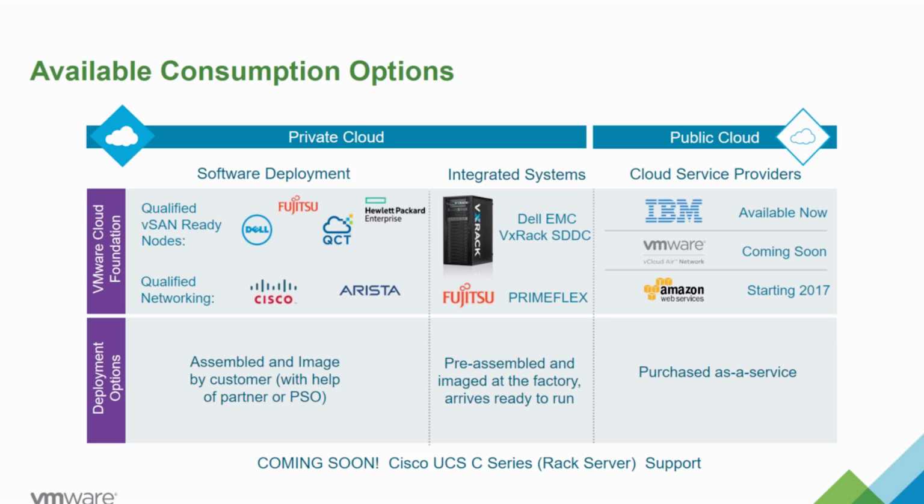And as I already alluded to, you can also get it from cloud service providers. So today you can go to IBM Bluemix and say, here's my credit card, I want to use Cloud Foundation, and start consuming it. vCloud Air Network partners are coming soon, and Amazon Web Services is starting summer 2017, and you'll purchase those as a service.